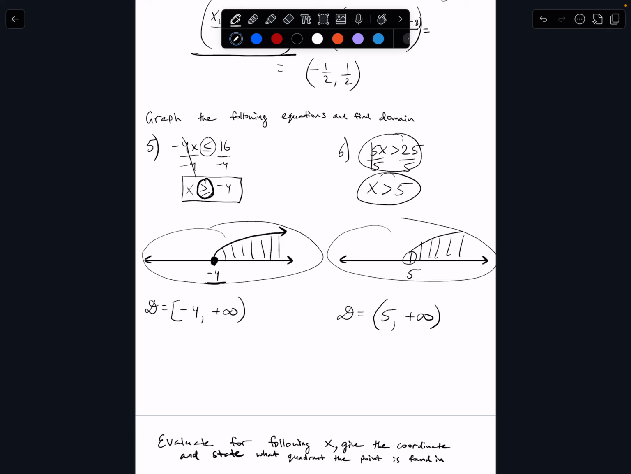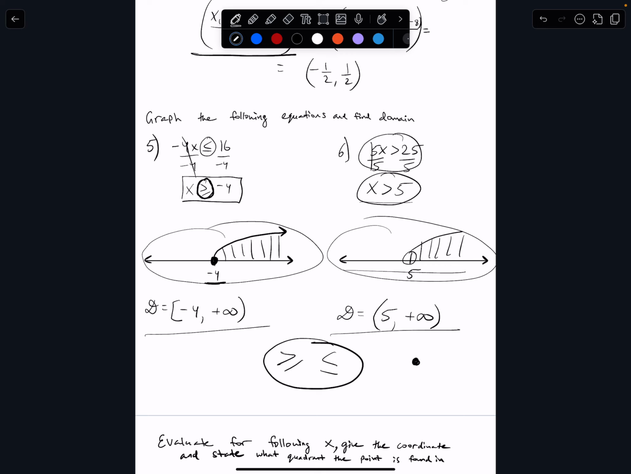For number 5, 6, I will give you an inequality, and what I expect from you is to know how to draw it. So solve it and draw it, and then give me the domain. If it's greater or equal, lesser or equal, your point is going to be shaded. If it's not or equal, then it's going to be an open circle.